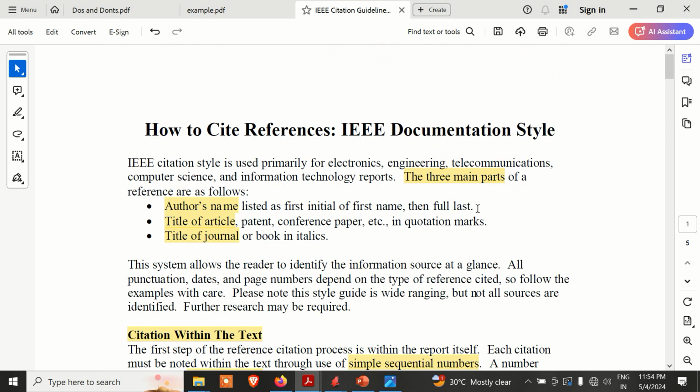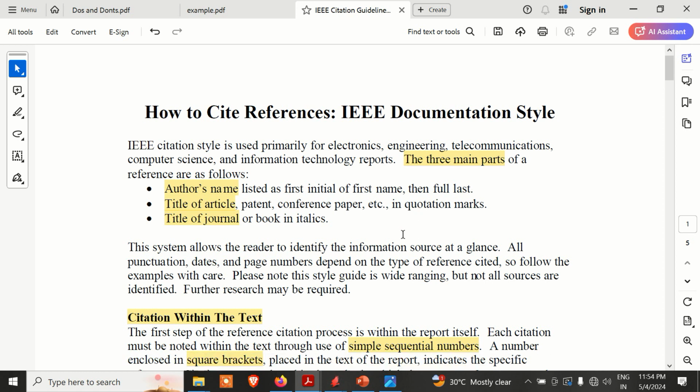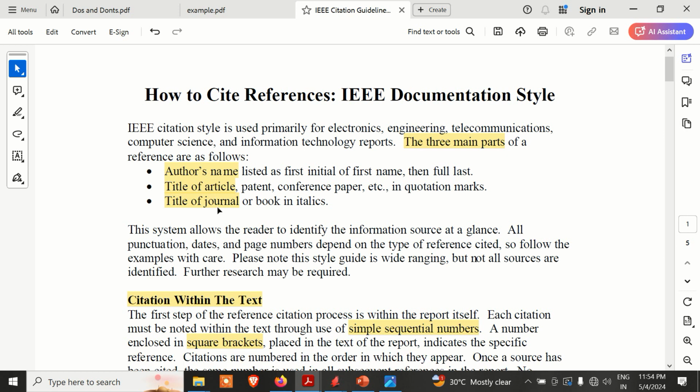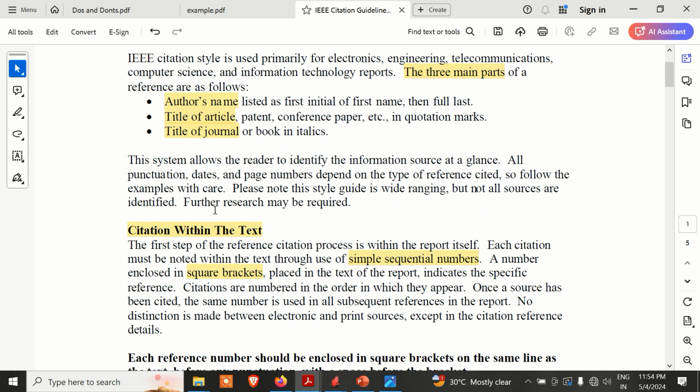So if you refer to the IEEE documentation style about the references and their citation, there are three main parts. First is, like I said, the author's name. After that, the title of the article, then the publisher, the title of the journal.